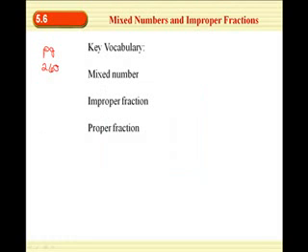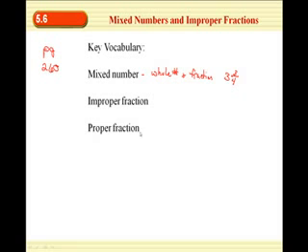Alright, so here's our key vocabulary for 5.6. A mixed number is a number that has a whole number and a fraction. For example, 3 and 3/4. That is a mixed number. Mixed numbers are numbers that fall in between whole numbers, like 3 and 3/4 would be between 3 and 4.